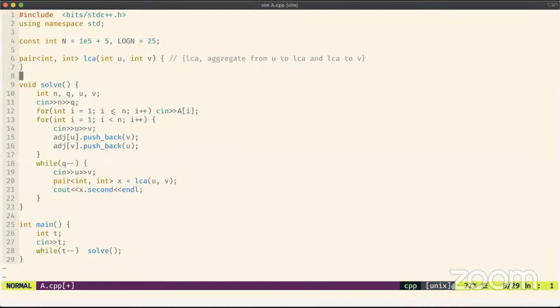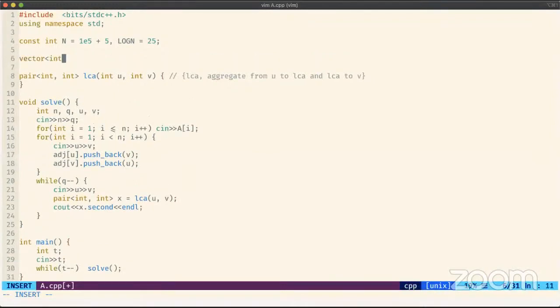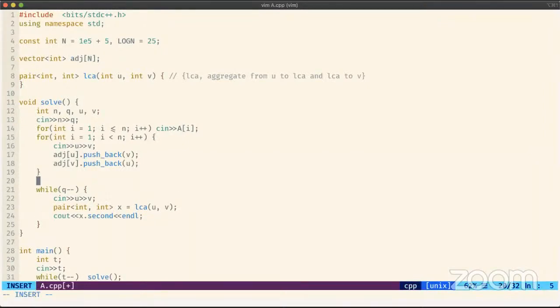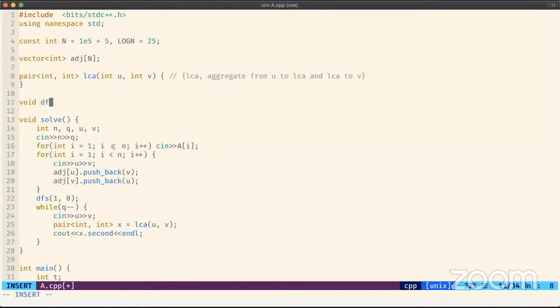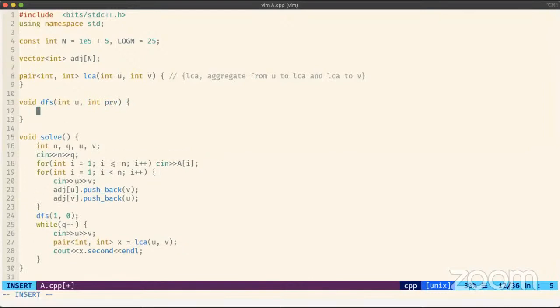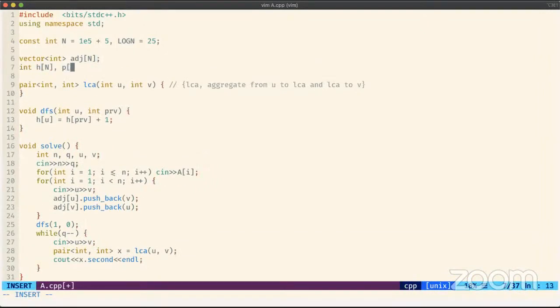Everyone can see what I'm trying to do, right? I've created an adjacency list. I'm filling the adjacency list with the tree's information, whatever I get, and then I'll do a DFS from node 1. The nodes are labeled 1-based. So now I'm doing a DFS. In the DFS, notice what information I'm trying to keep. I'm maintaining the heights, and the height has a very simple recurrence.